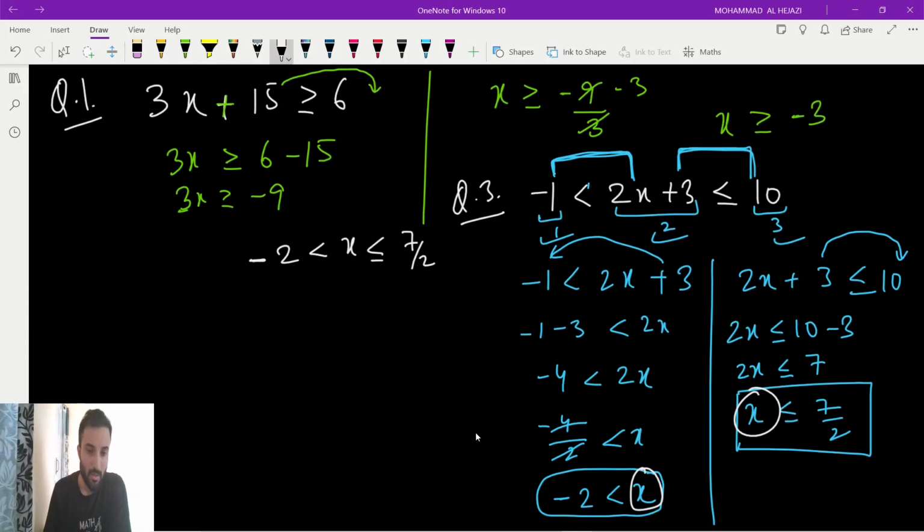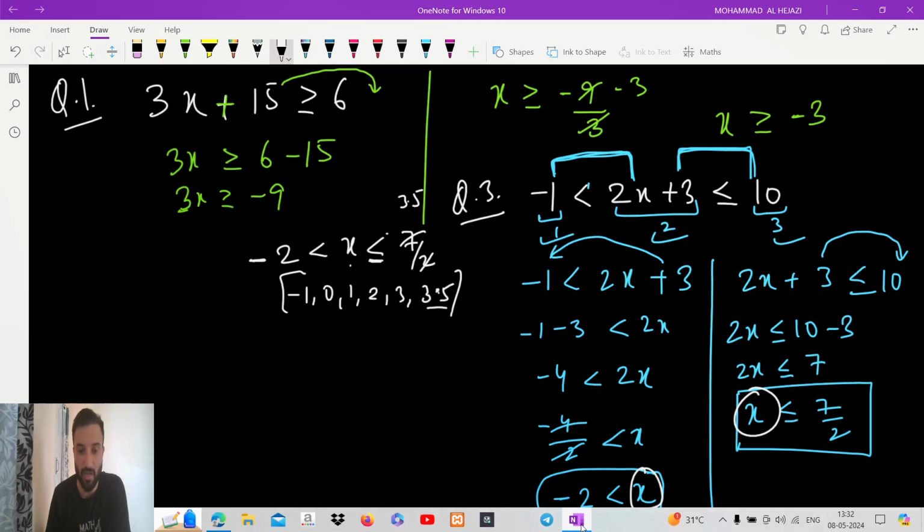So x is greater than minus 2. Greater than minus 2 means what can we take? Minus 1, 0, 1. But x is less than or equal to 7 divided by 2, which is 3.5. Means minus 1, 0, 1, 2, 3 till 3.5. Why will we not take the minus 2 here? Because they have said only x is greater than minus 2. Here 3.5 is greater than or equal to x. Equal to means we will take that value only.